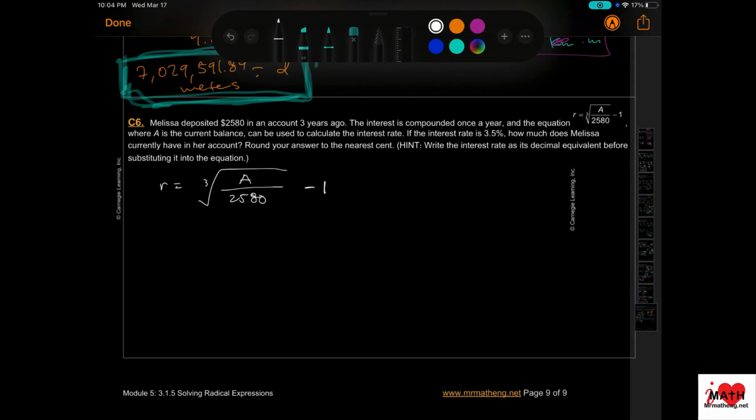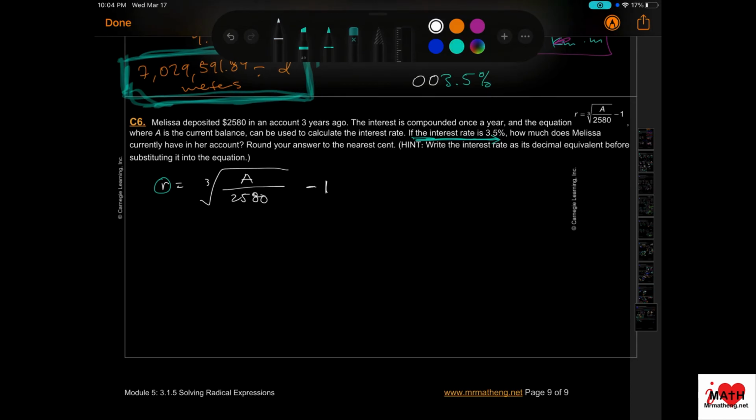Okay, if the interest rate is 3.5%, I'm going to assume that is R. So remember, 3.5%, as a decimal, you move it 2 places, so that would be 0.035. How much does Melissa currently have in her account? So current balance is A. So we're essentially solving what is A, right?